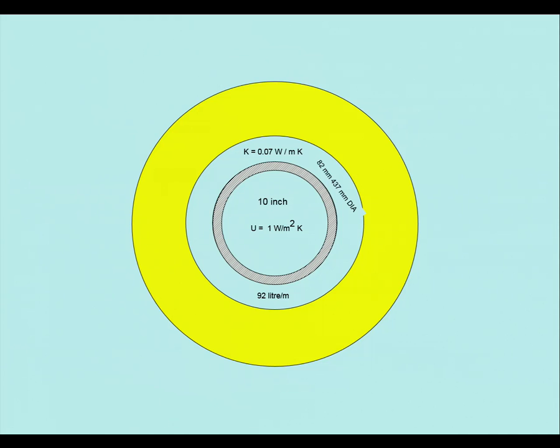If I now go for a more meaningful and achievable coating, that's the thickness I get. When the U value is 0.12, it's still an exceptionally good quality coating, but it's now 190 millimeters thick and 276 litres a metre.